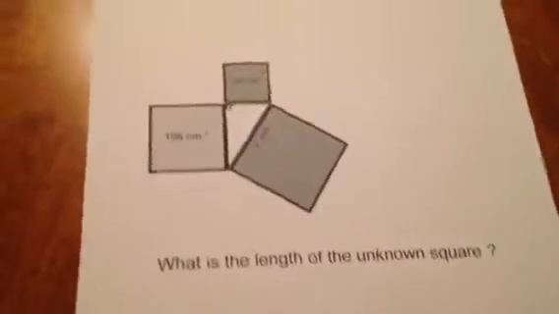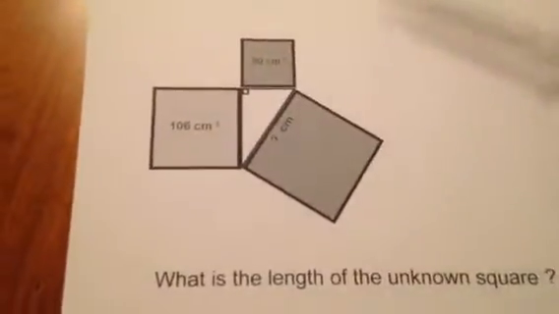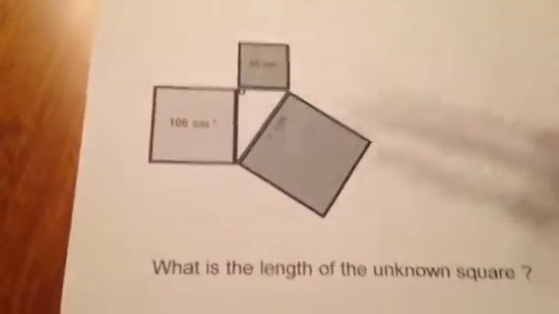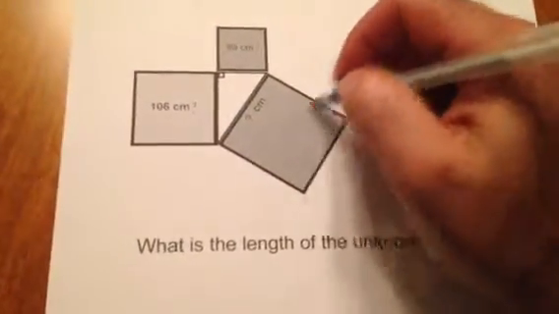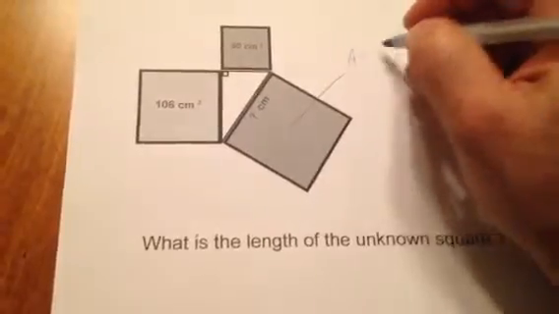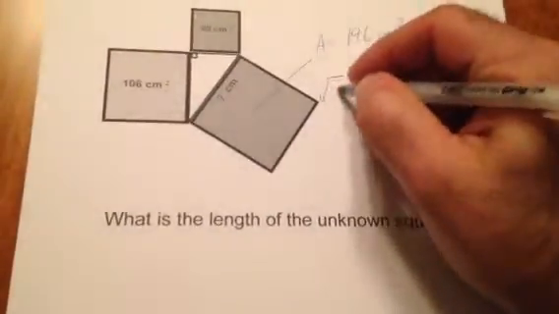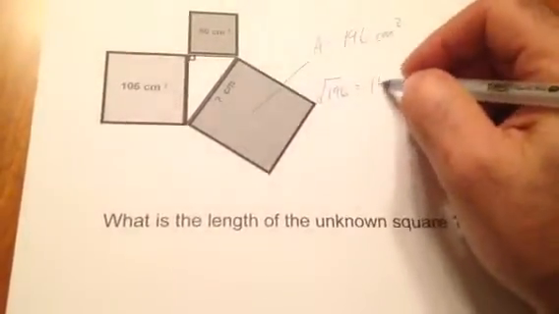Okay, so what's the length of the unknown square? Look at this question. Well, that's an area. That's an area. I know this one has to be those two added up. So this square has to have an area equal to 196 centimeters squared. To find the length, the missing side, I square root 196. So that equals 14 centimeters. Right? That's how you find the missing length.